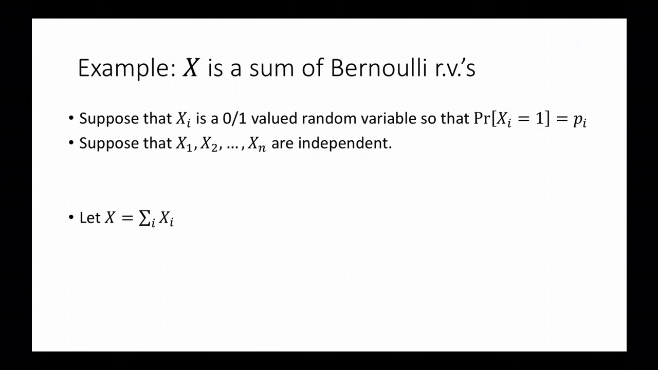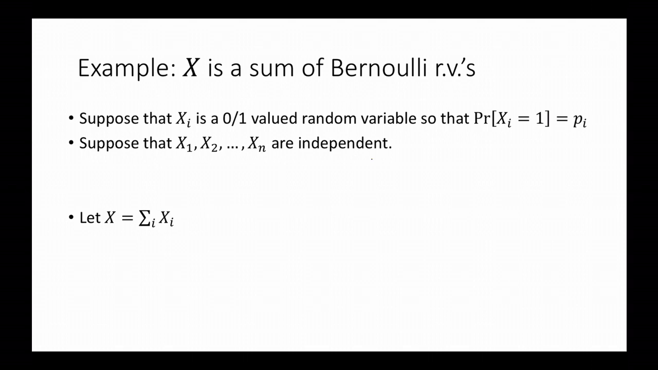As one more example of a moment generating function, which is going to come up again when we talk about Chernoff bounds, suppose that X is a sum of independent Bernoulli random variables. That is, let's suppose that X_i is a 0-1 valued random variable, so that the probability that X_i is equal to 1 is some p_i. And moreover, suppose that X_1 up to X_n are all independent.